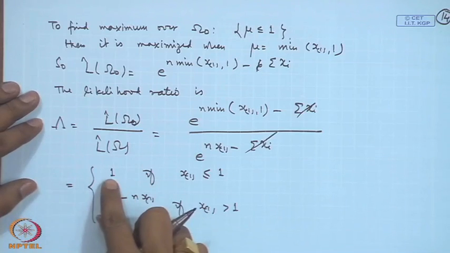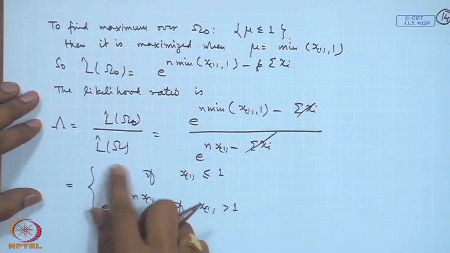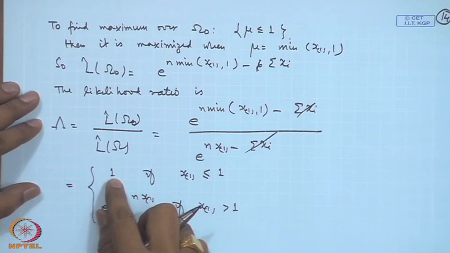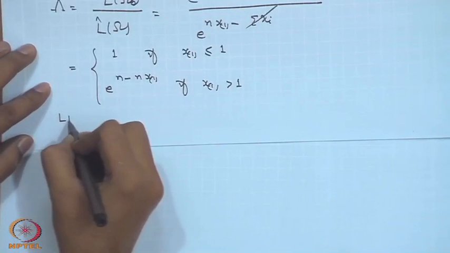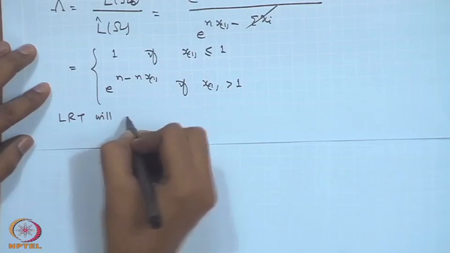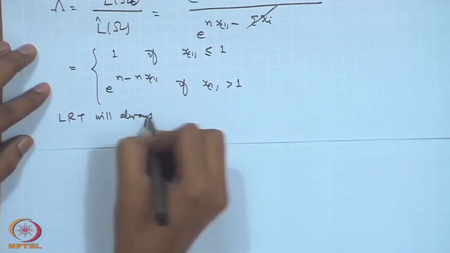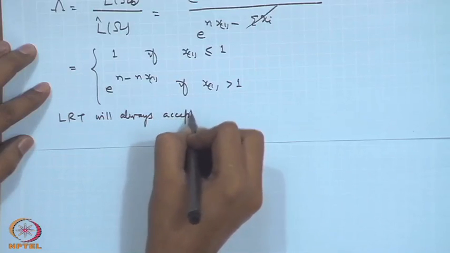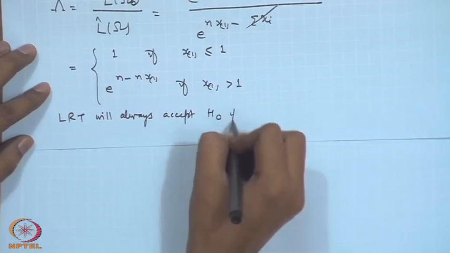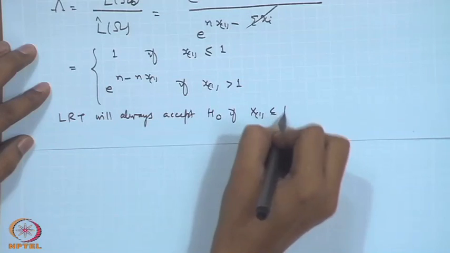So, you can easily see that when the likelihood ratio is 1, you cannot reject H naught, because this is the best that can happen. So, we can say that LRT will always accept H naught if x1 is less than or equal to 1.